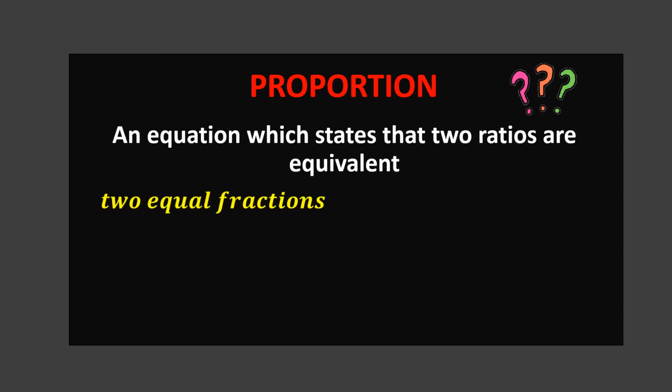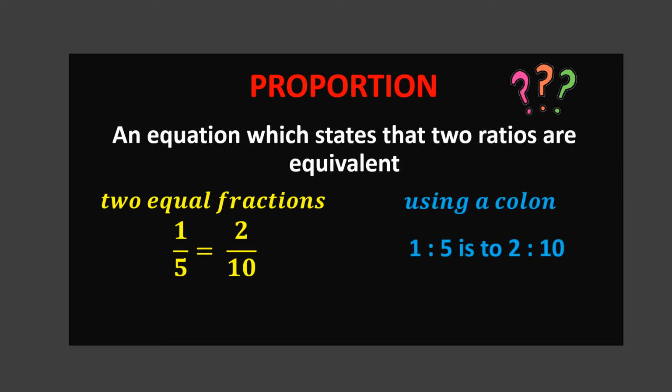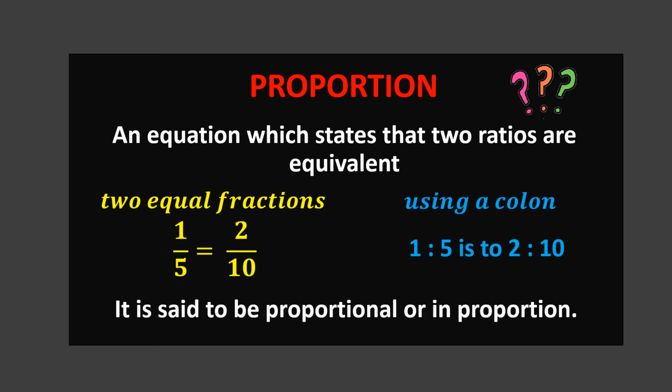It can be written as two equal fractions just like this, or using a colon like this. 1 over 5 is equal to 2 over 10. If you simplify this fraction, you get 1 over 5. That means they are equal. When we have equivalent fractions or equivalent ratios, then it is said to be proportional or in proportion.